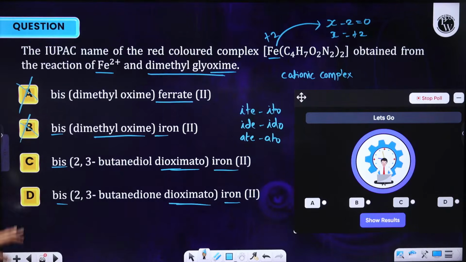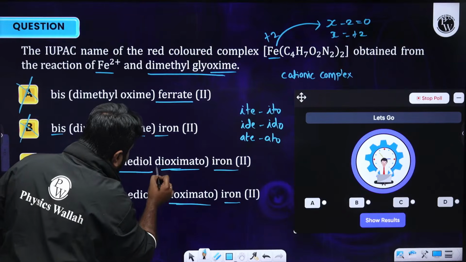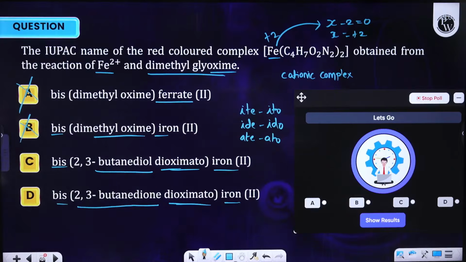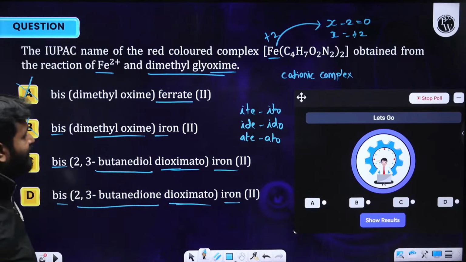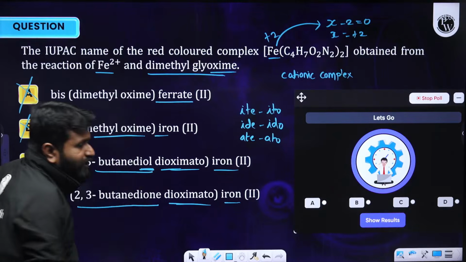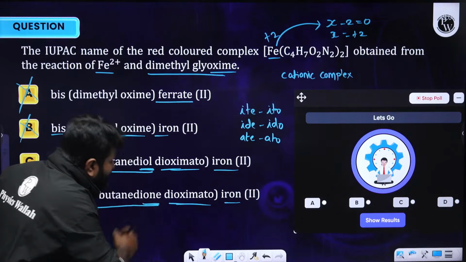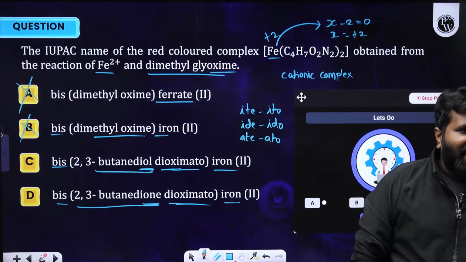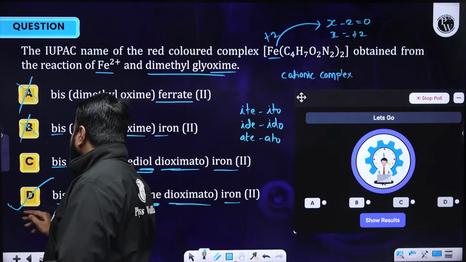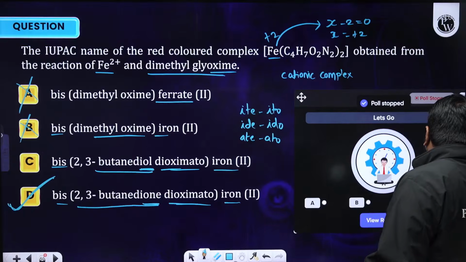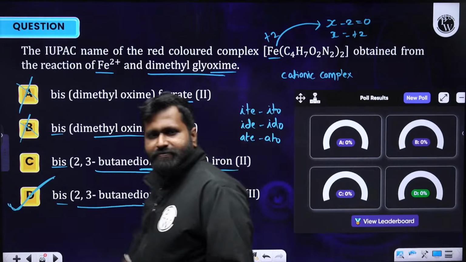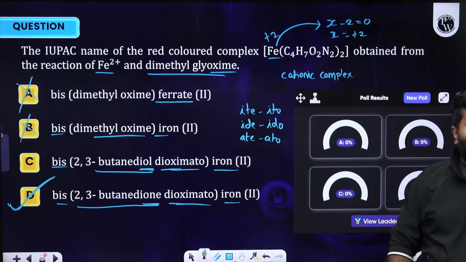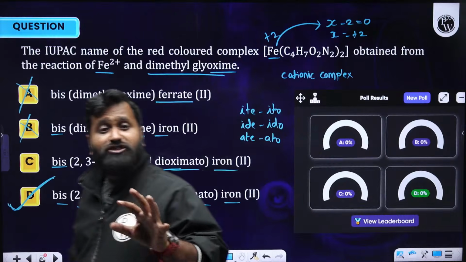Now the question is all about this one: 2,3-butanediol dioximato or 2,3-butanedione dioximato. What exactly will come? OL represents what, my dear students? Alcohol. ONE represents ketone. Dimethyl glyoxime, so that will come under which category? Automatically, option D is the correct answer. Yes, Ananya, very good. Option D is the correct answer. Everybody getting the point? How to solve these types of questions?